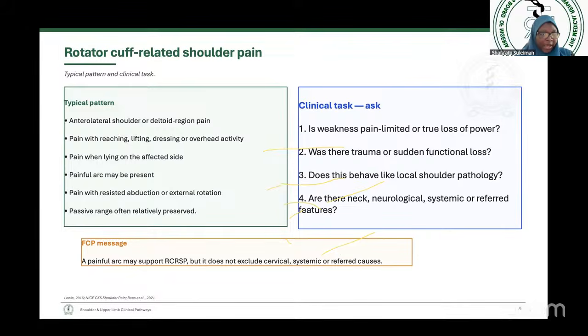So a painful arc may support rotator cuff related pain, but it does not exclude cervical, systemic, or referred causes. So yes, we might do all our shoulder tests and then there will be pain, and the painful arc does support the rotator cuff related, but then we should also screen for the neck. Make sure that it's not referred, like radiating pain from the neck.